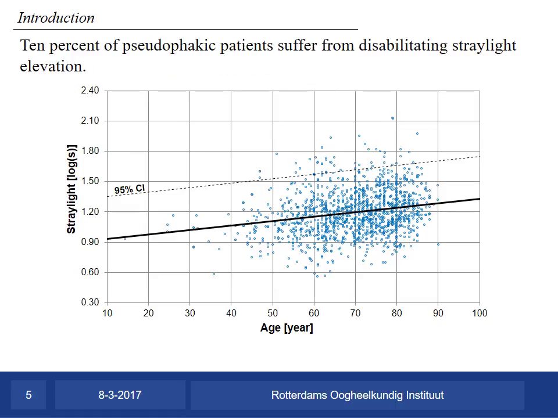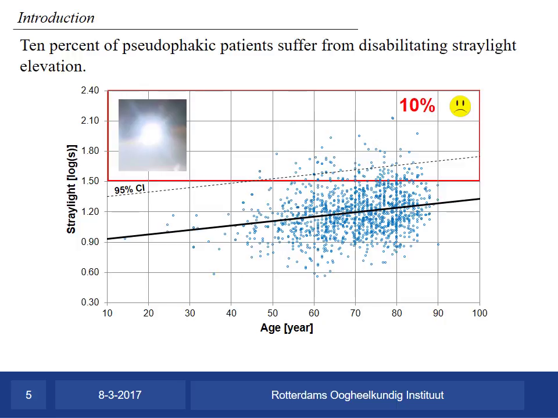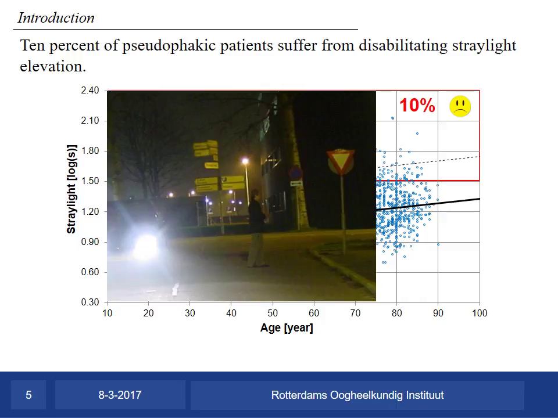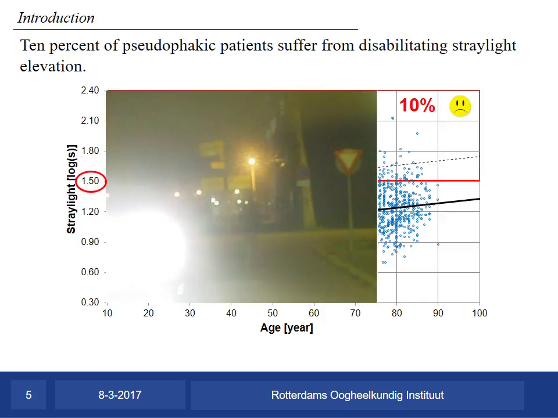Further analysis of this large population data shows that 10% of pseudophakic patients suffer from a condition called serious straylight hindrance, a straylight value of 1.50 log S. Just to give you a sense what the functional effect this condition may have, please take a look at these figures. Here is a simulation of normal vision with a normal straylight level, and this may happen when straylight goes up to 1.50 log S.